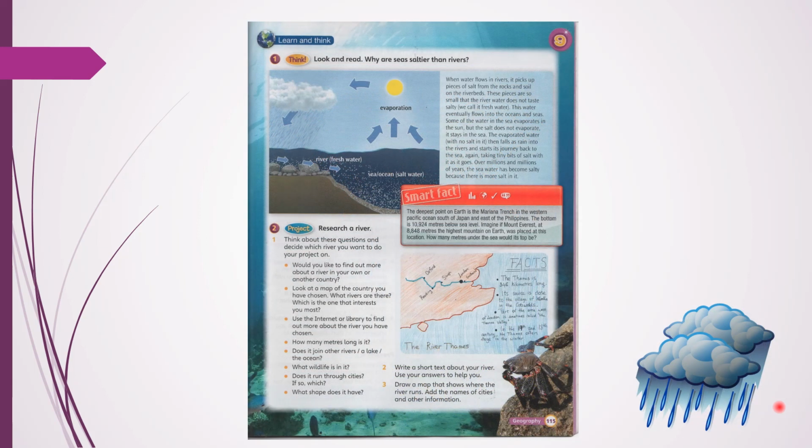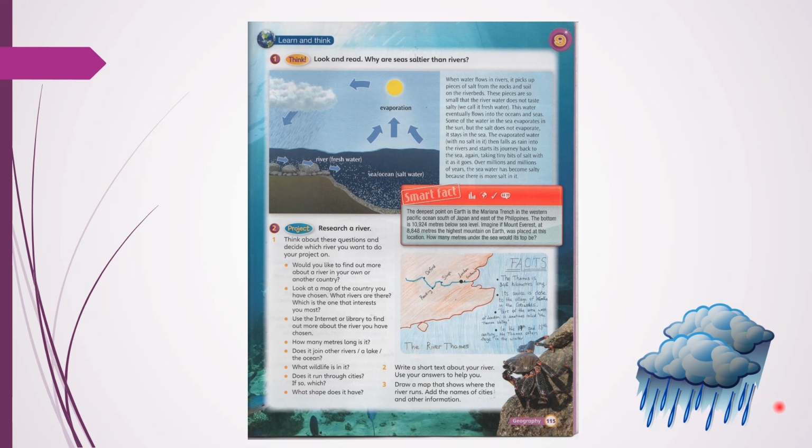Then on the next page you have to look and read why seas are saltier than rivers. In the image you have the process of the evaporation of the water. Let's go read. When water flows in rivers, it picks up pieces of salt from the rocks and soil on the river beds. These pieces are so small that the river water does not taste salty. We call it fresh water. This water eventually flows into the oceans and seas.